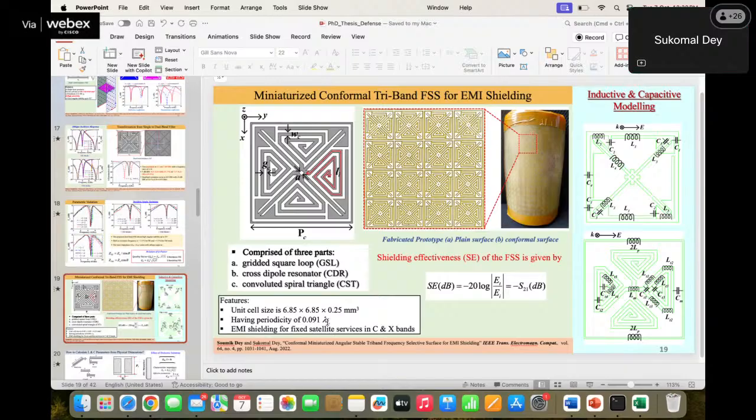Somebody, one of the previous participants, was asking about the shielding effectiveness. See, it is basically the transmitted signal by the incident signal. So if it is a transmissive FSS, that is the concept. Ultimately, you are playing with the S21 data.